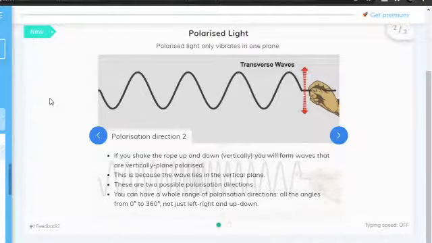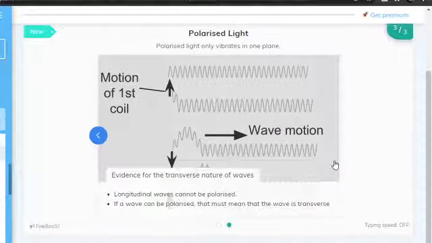Polarization direction 2. If you shake the rope up and down, you will form waves that are vertically plane polarized. This is because the waves lie on a vertical plane. These are the two polarization directions, horizontal or vertical. You can have a whole range of these, up to the angle 0 to 360. So the evidence for the transverse nature of waves: longitudinal waves can't be polarized, because they're always straight, while transverse waves can be polarized.